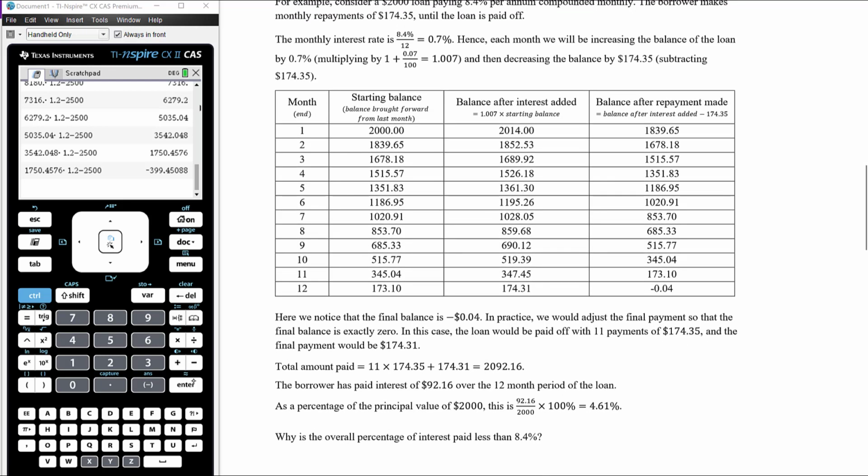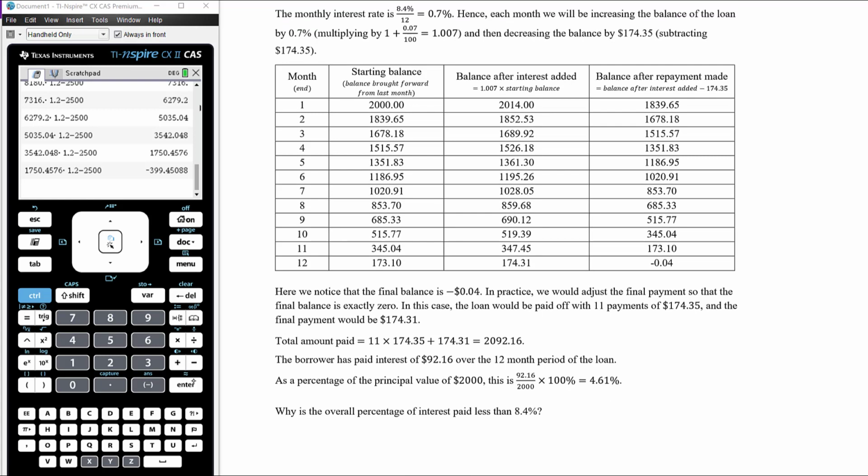So in practice, we would actually adjust the final payment. So instead of making a final payment of $174.35, because that would mean we overpay the loan, the final payment would be adjusted, and instead of paying $174.35, we'd pay $174.31 so that it gets to exactly zero. Okay. So that's what that paragraph is talking about there.